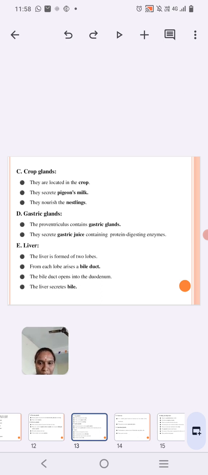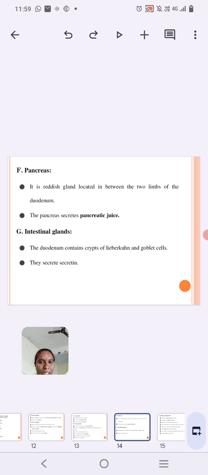The next is the liver. Liver is formed of two lobe-like structures. From each lobe arises a bile duct. The bile duct opens into the duodenum. The liver secretes bile juice, like bile salts.